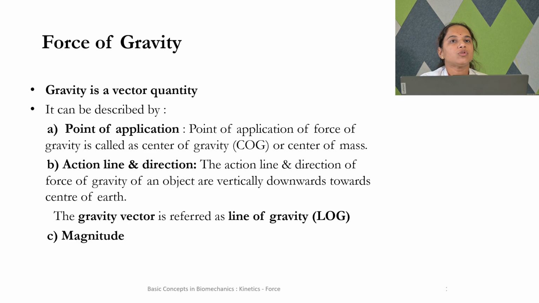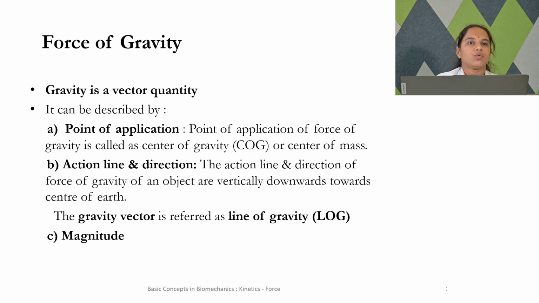Now what is force of gravity? Gravity is again a vector quantity. It is again described by point of application. That is, point of application of force of gravity is called as center of gravity or center of mass. Secondly, action line and direction. The action line and direction of force of gravity of an object is vertically downwards towards the center of earth, and the gravity vector is called as line of gravity.